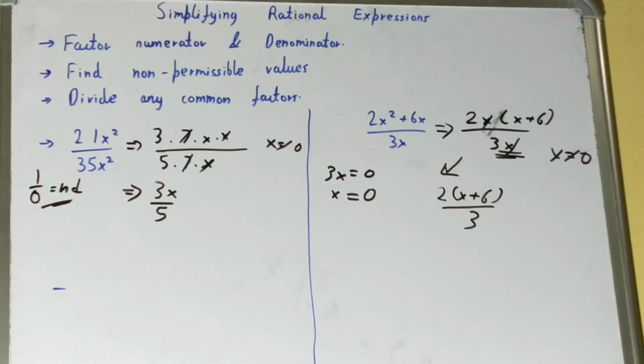So remember the 3 steps: factor the numerator and denominator, find the non-permissible values for which the denominator should not become 0, and third, divide any common factors.